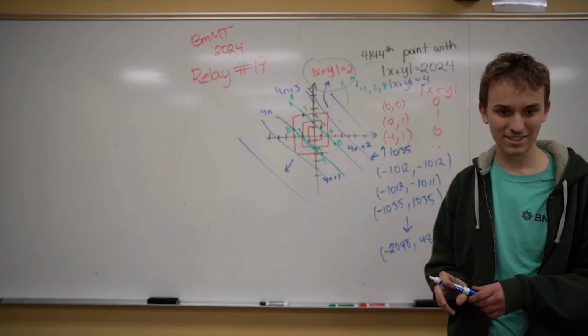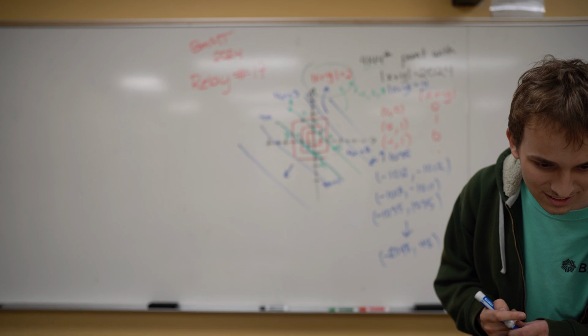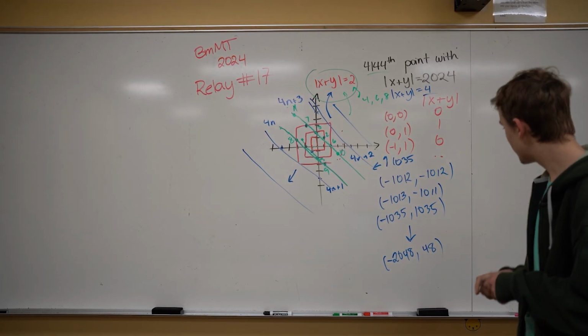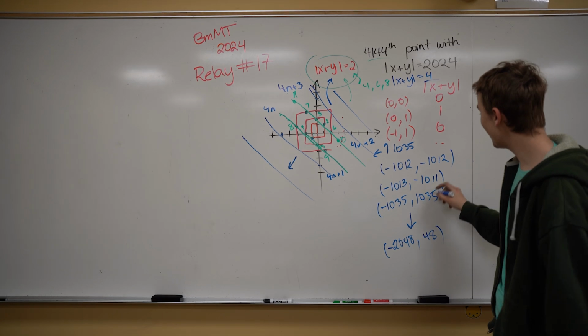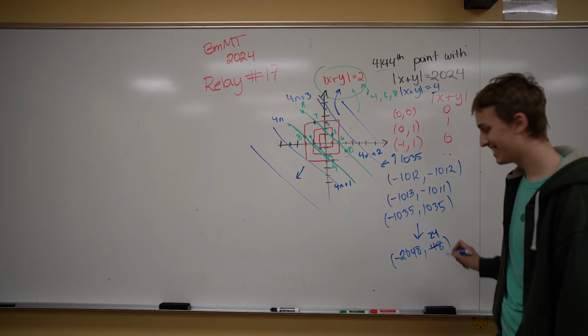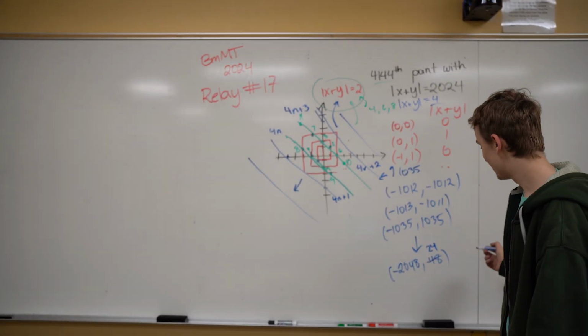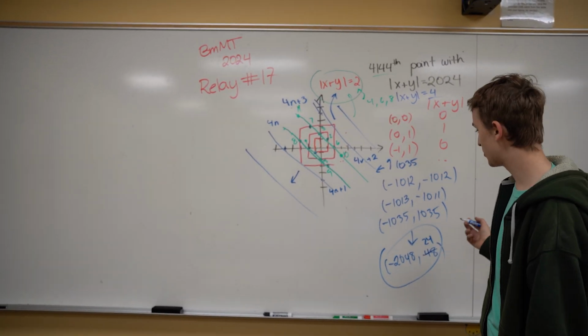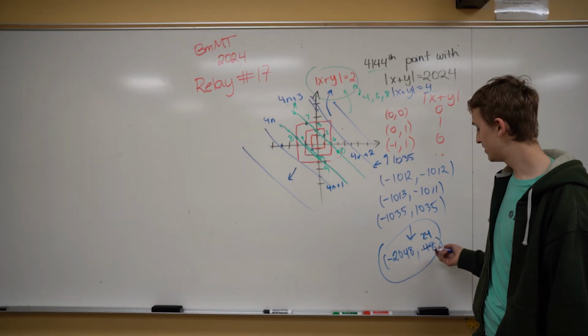And this is wrong. Because 1035 plus negative 1011 is not 48, but 24. Yeah, sorry about that. So then this is the point of intersection, and I think the problem statement requests the second coordinate, so the answer is 24.